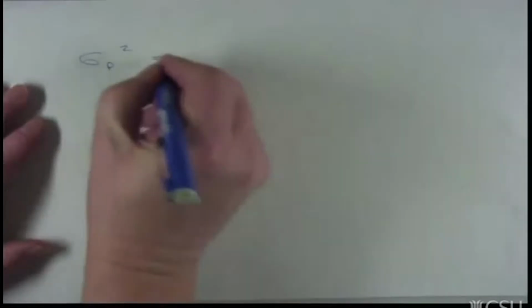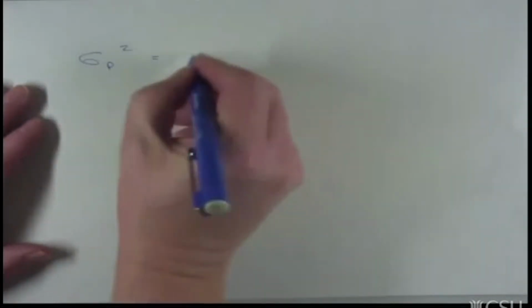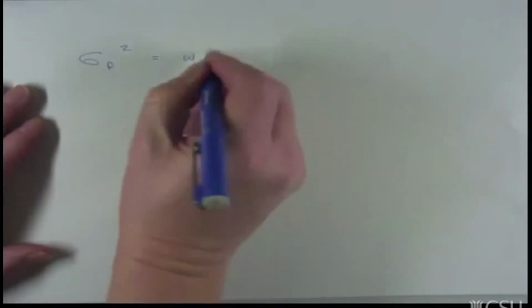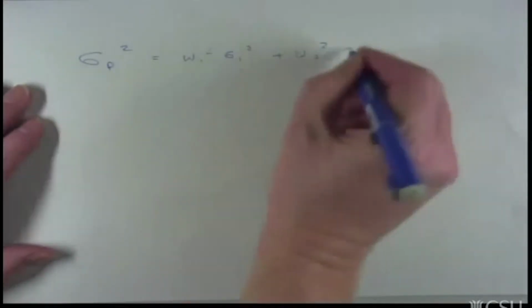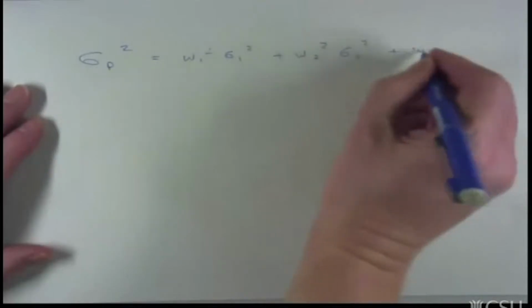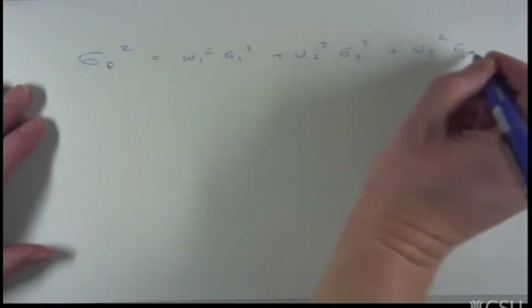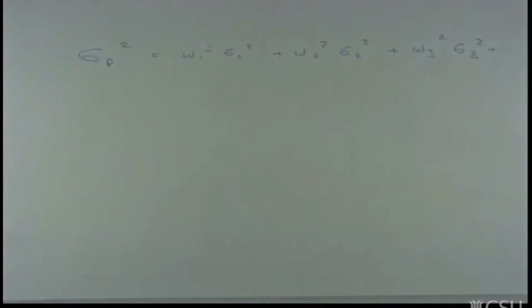We're saying the variance of our portfolio is equal to weight 1 squared times sigma 1 squared plus weight 2 squared times sigma 2 squared plus weight 3 squared times sigma 3 squared. A whole bunch of these. And then we're going to say, okay, well, let's just take the biggest one of these variances and say it's sigma 1 squared.